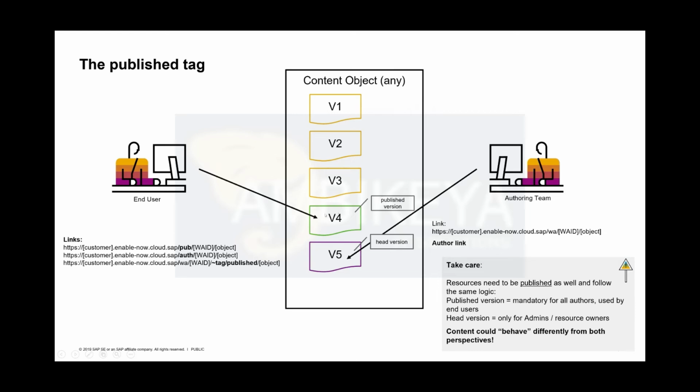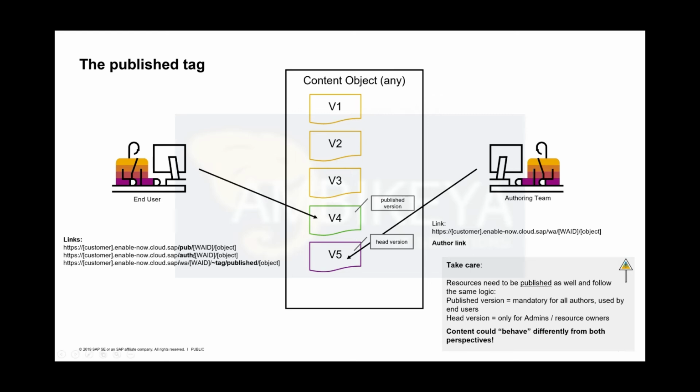Okay. So to trigger this, we need the work area permission, view published work area. That's the first prerequisite. Could be forgotten as well. So that leads to the fact that no one sees anything, but you would realize.